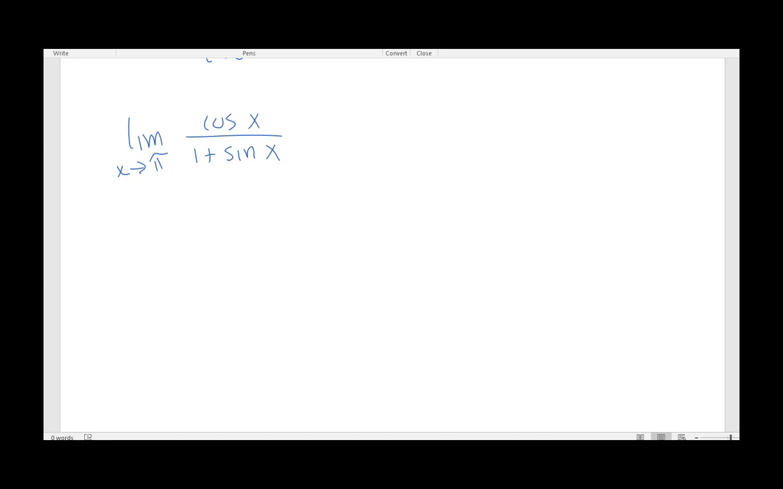So you should hopefully have seen something kind of unique here. If I plug pi in, what do I get? Let's see, what's cosine of pi? Cosine of pi is -1. And then what's sine of pi? Sine of pi is 0. So I end up getting something that is not an indeterminate form. Notice this is not 0 over 0. This is not infinity over infinity. I do not need to use L'Hopital's rule, and that limit will just be -1.